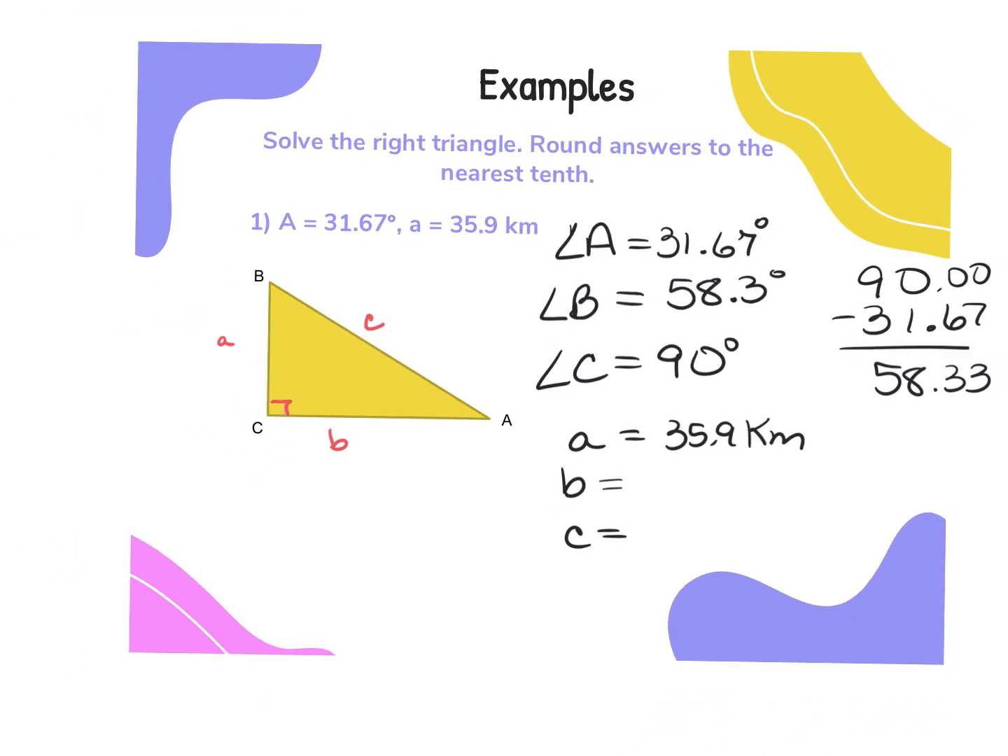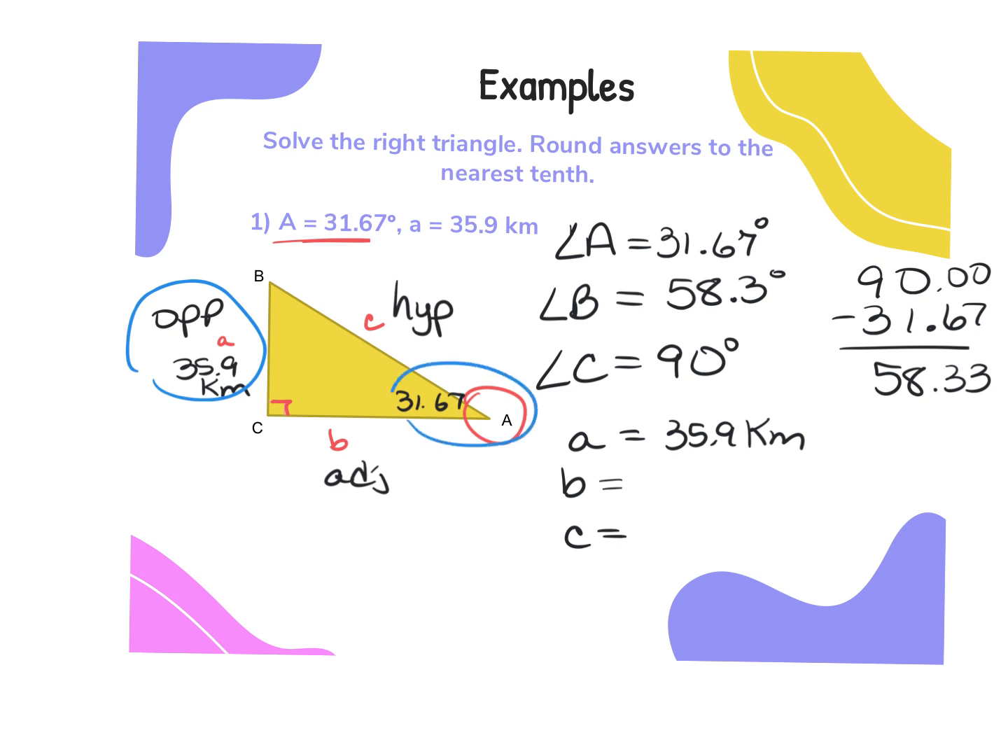So always try to use the original given to find all the pieces if possible. To find little b and little c, I'm going to label my sides opposite, adjacent, and hypotenuse, based off the given angle, which was A. In relation to A, little a is the opposite side, little b is adjacent, and little c is the hypotenuse. I'm working with my given, and my given was this and this.